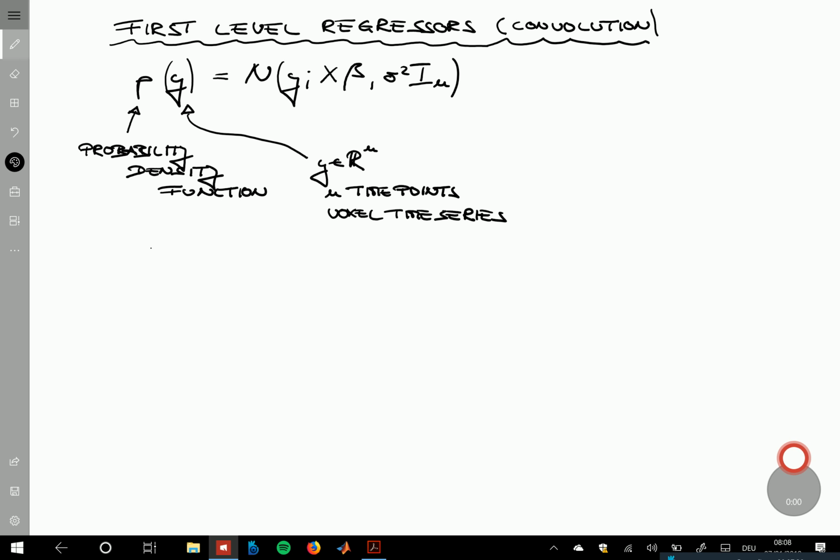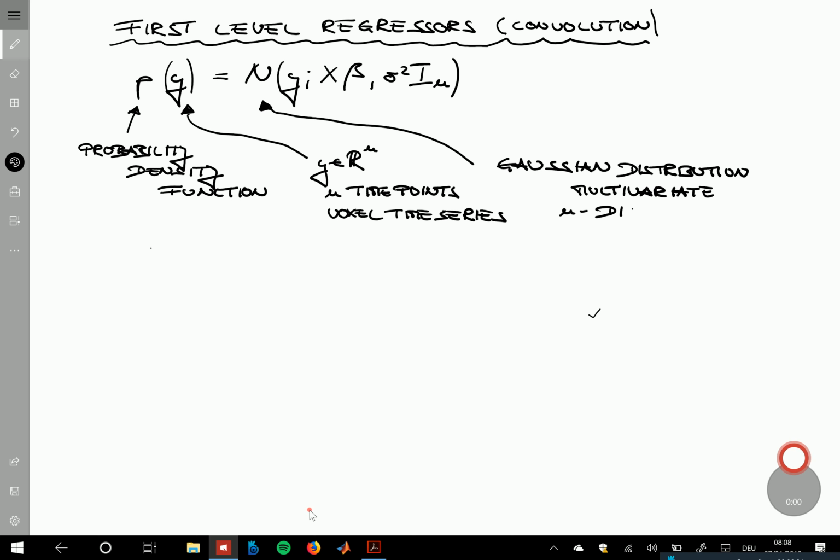What's the N? What does the N refer to? It's normally distributed. It's Gaussian. What kind of Gaussian distribution is this? Well, it's not univariate, so it's multivariate. Exactly. So it's a multivariate Gaussian, and of course it's an n-dimensional Gaussian because the data is n-dimensional.